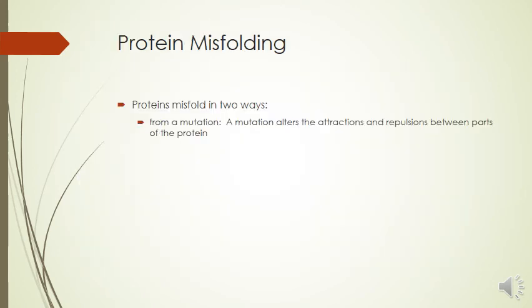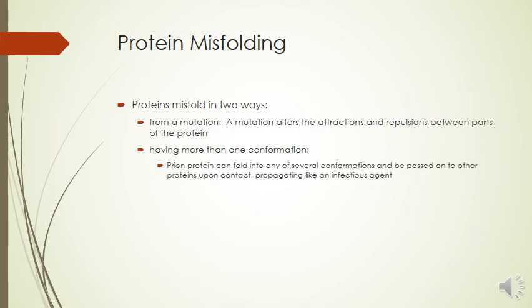Proteins misfold in 2 ways: from a mutation, where a mutation alters the attractions and repulsions between parts of the protein, or by having more than one conformation. A prion protein can fold into any of several conformations and be passed on to other proteins upon contact, propagating like an infectious agent.